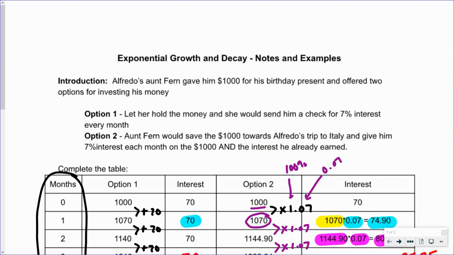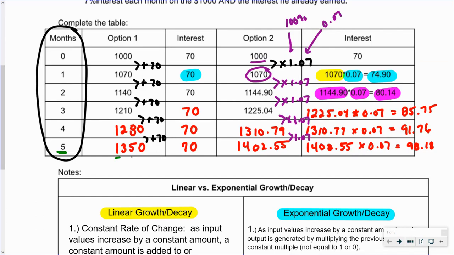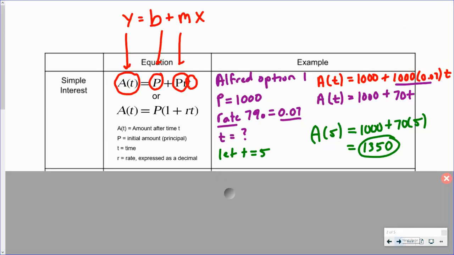So let's check that out. And after month 5, he's got $1,350 in his account. So sometimes it's nice to have a function, especially if we want to predict the amount of money that he's going to have in his account after a long period of time.